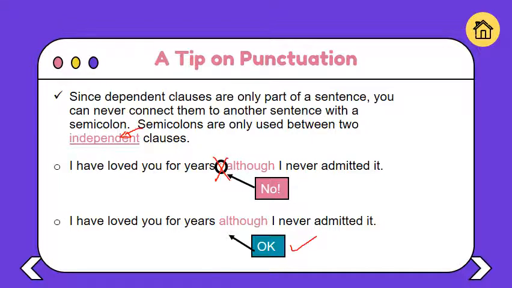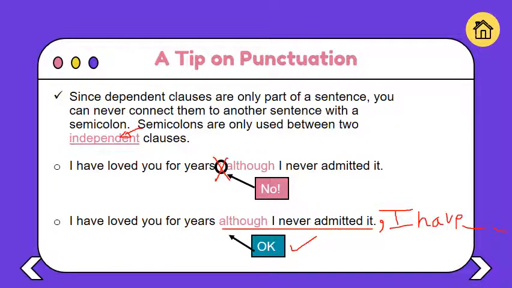Or in other words, when the dependent clause comes at the end of the sentence, then there is no need to add a comma. But in case the dependent clause comes at the beginning of the complex sentence, then you have to add a comma after the dependent clause. Imagine that the sentence says, although I never admitted it, then I have to add a comma and continue, I have loved you for years. Okay?